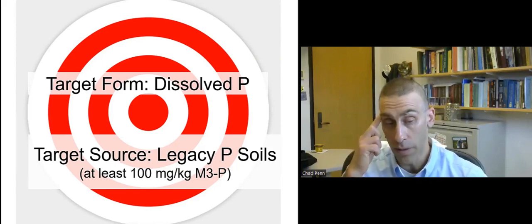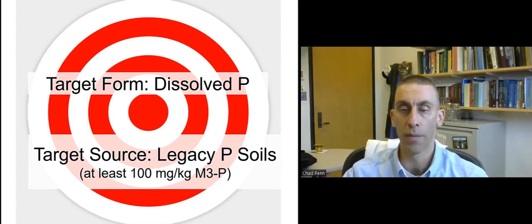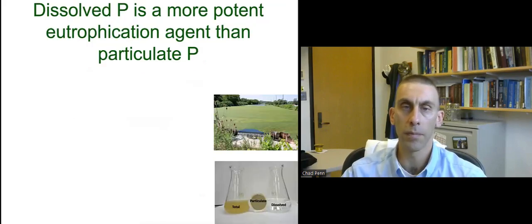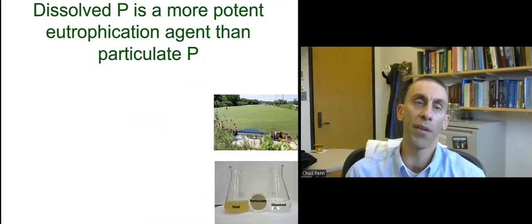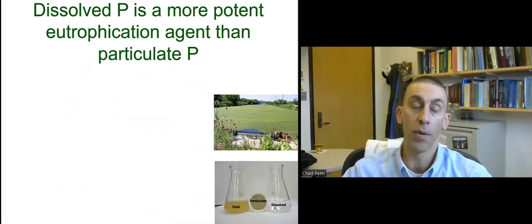By high P soils, what I mean is soils that have at least 100 milligrams per kilogram of Mehlich-3 phosphorus. So not a whole lot of soils. These are hot spots that are chronic sources. So why is it targeted to dissolved P? Well, it's because it is a more potent eutrophication agent than particulate phosphorus.